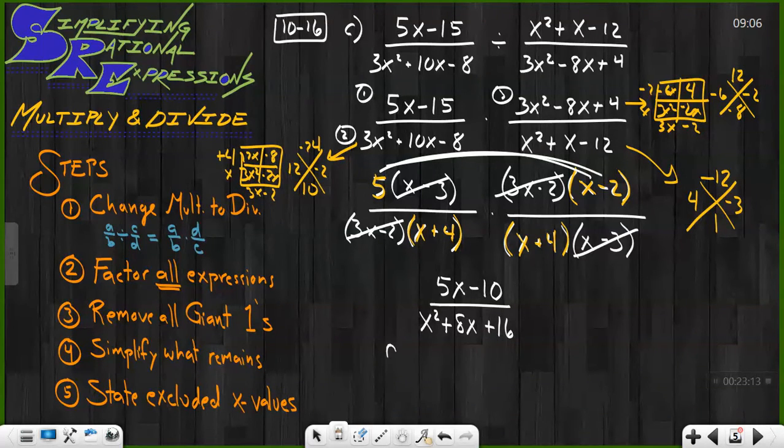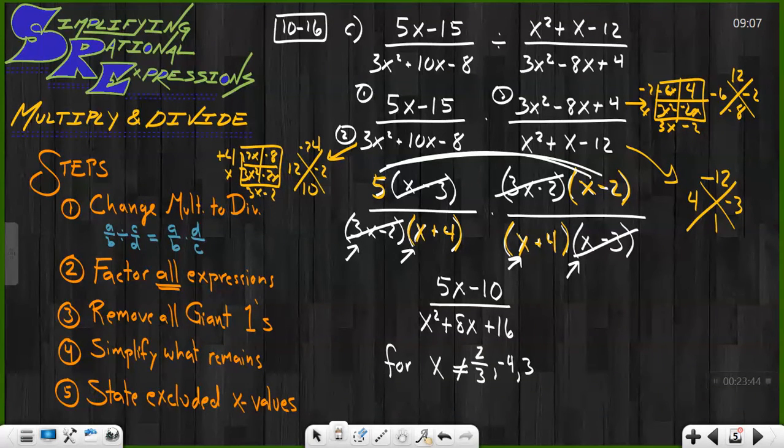And I need to state my excluded values. For x cannot equal, look at everywhere x was in a denominator. That is here. The opposite of minus 2 is plus 2 divided by the coefficient of x. So 2/3. Here, the opposite of plus 4 is minus 4. Here, the opposite of plus 4 is minus 4. Already got that one. Here, the opposite of minus 3 is a positive 3.